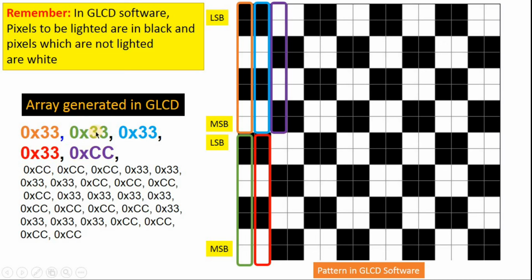Then the next number, this 3 3, represents pixels below this, that is, pixels on the next page. This is page number 0 and this is page number 1, and this 3 represents these 8 pixels 0011 0011. In this way, this hex number stream represents our pattern in a zigzag manner.